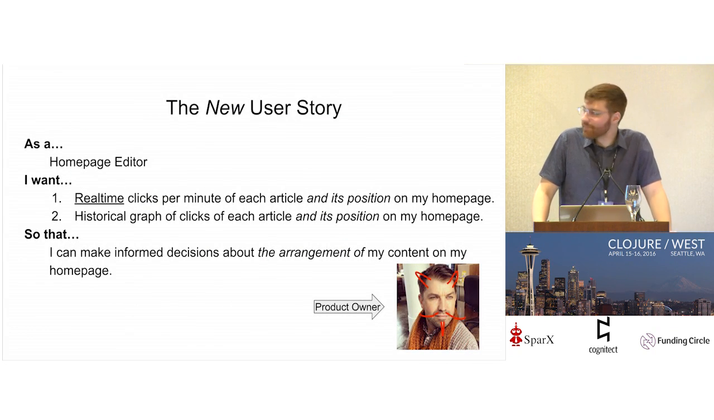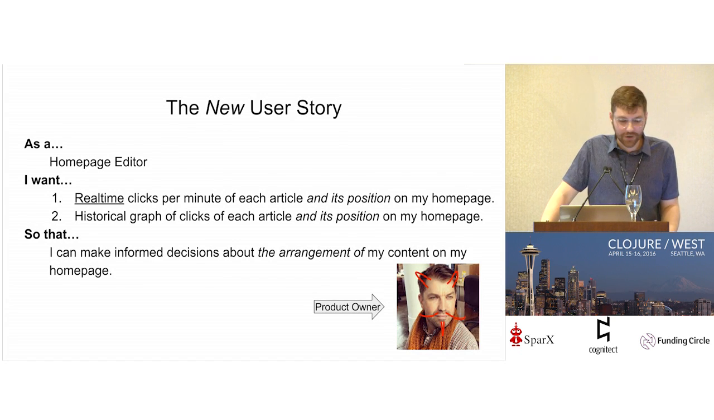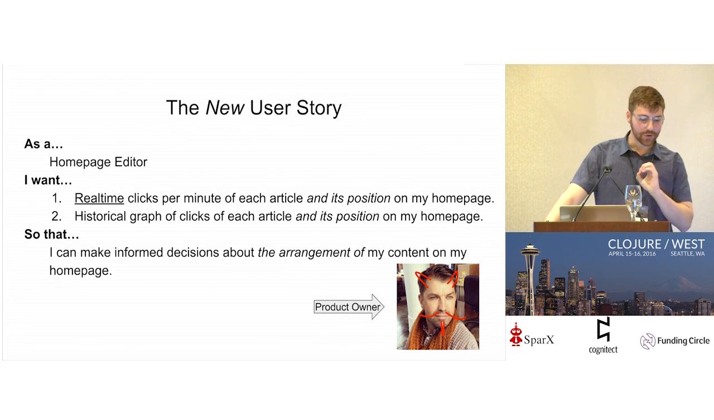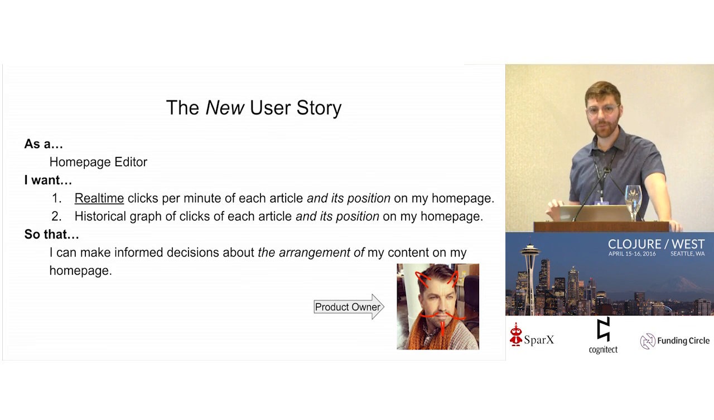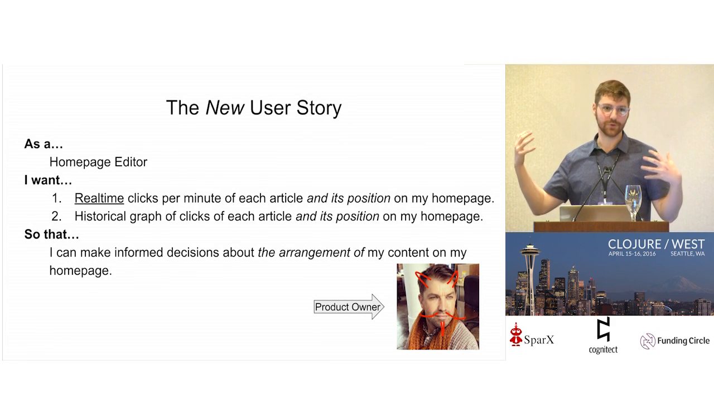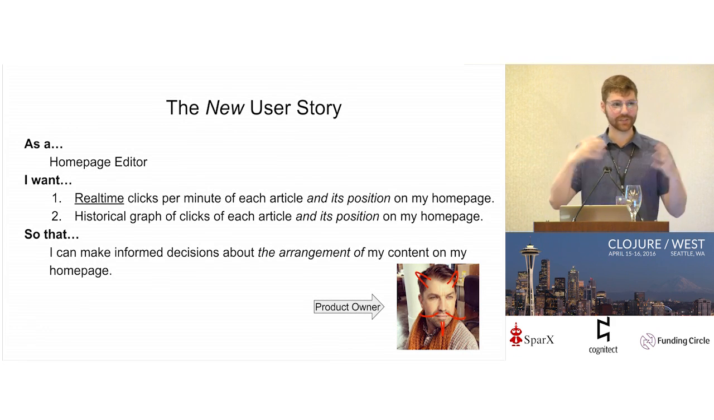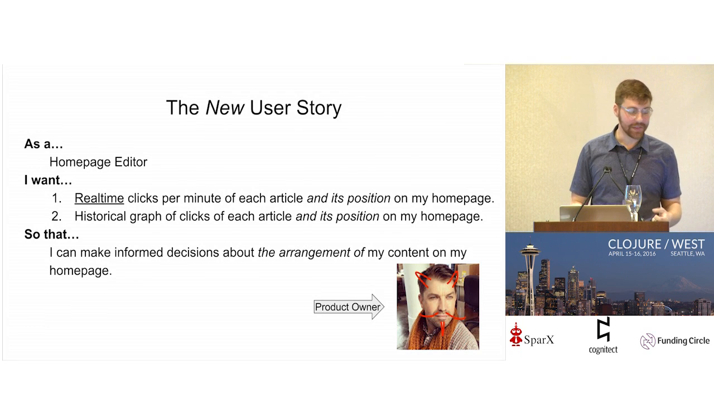So what's our new user story? Our new user story is now, as a homepage editor, I want real-time clicks per minute on each article and its position on my homepage. I want historical clicks for each article and its position on my homepage. That's so I can make informed decisions not just about the content on my homepage, but the arrangement of the content on my homepage. And this is actually a really big deal for homepage editors and publishers. It's exactly like there was an editor who used to sit there and edit the front page of the New York Times paper, to make sure that people would pick one up and read it. This is a very big job where there's someone sitting there all day who's using this tool, who's basically just making decisions about where the content lays out constantly, all day, as new stories appear.